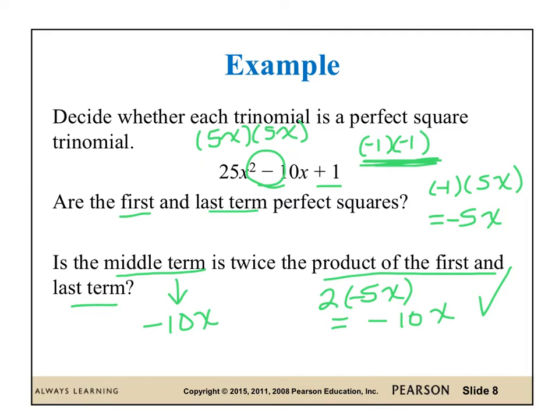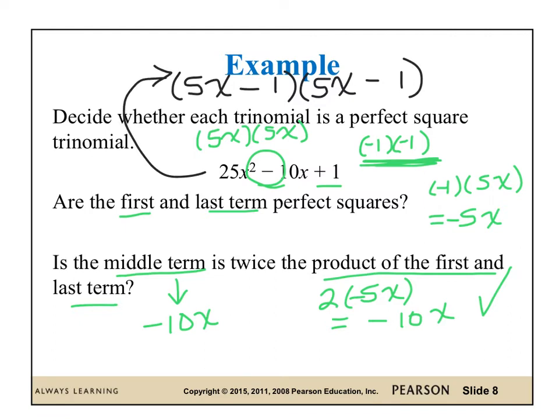So for this method, this one, we also know now that the factors are 5x and 5x for the first term, and negative 1 and negative 1 for the second term, and that's how that polynomial factors.